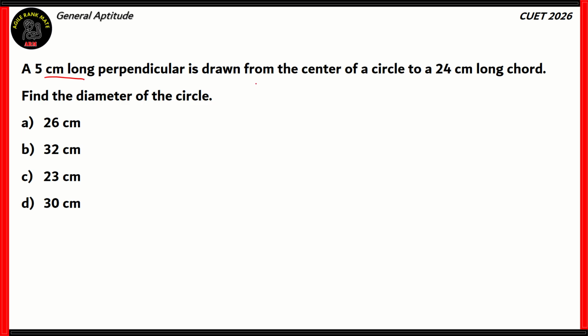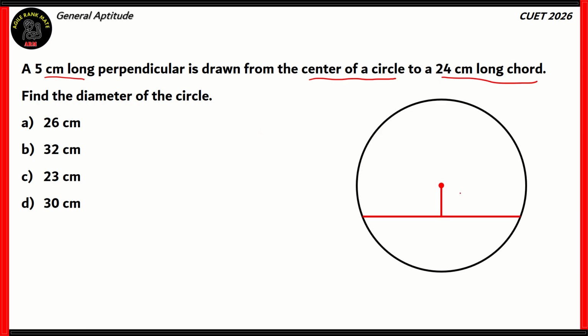So, how do we solve this question? Well, let's first visualize it. So I have drawn a diagram here. So from the center O, a perpendicular OP is dropped to a chord AB. What we know is that OP equals 5 centimeters and AB equals 24 centimeters. These are the values given in the question. So, how do we start solving this?